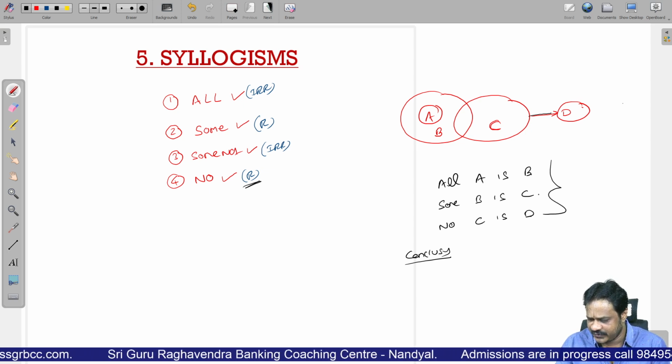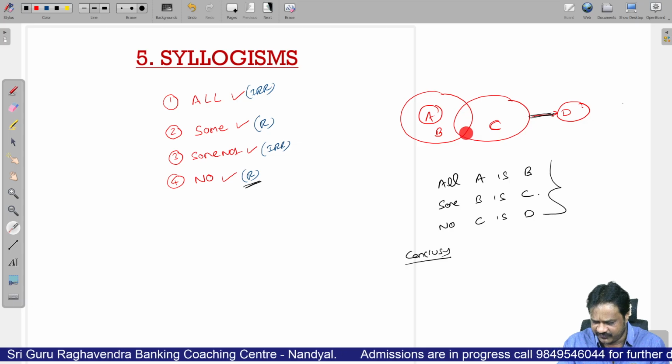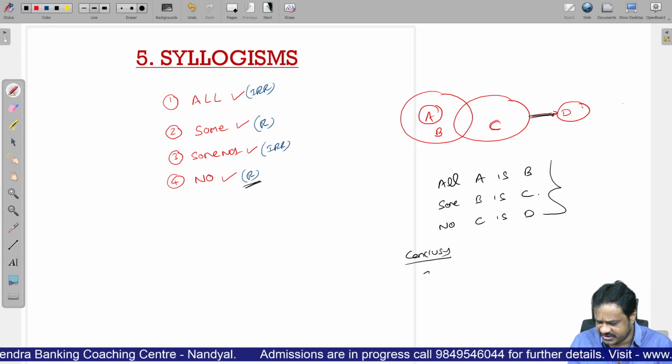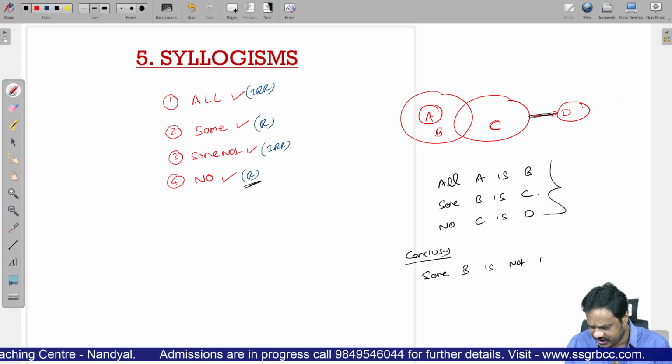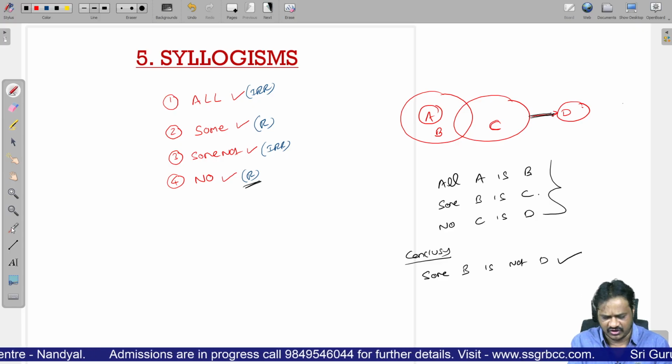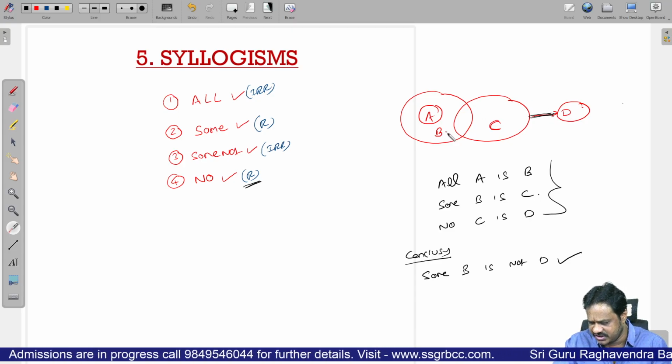See here, no C is D. Inside C, some part of B is there. If it is given some B is not D, that one definitely follows. Some B is not D definitely follows. Here the relation is there between B and D. What is the relation? Some not.